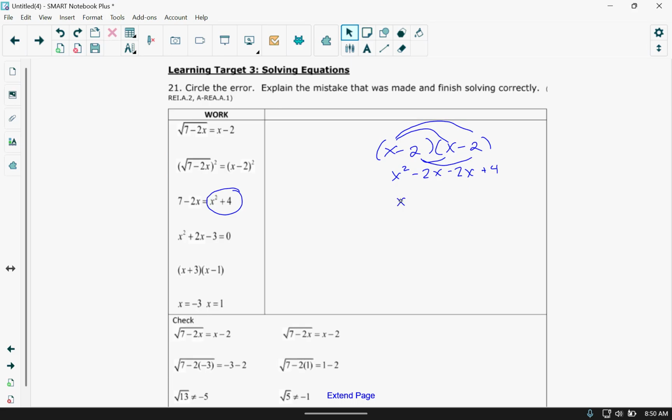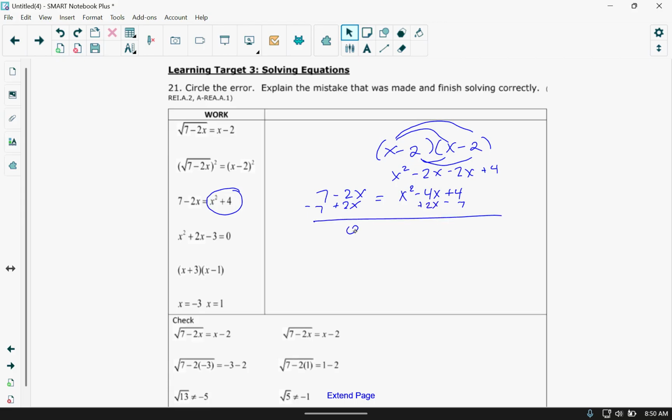So we'll have x squared minus 4x plus 4. So that's going to replace the x squared plus 4. And so I'm just going to bring down the 7 minus 2x, and then I'm going to continue solving it from there. So I'm going to subtract 7 from both sides, and then add 2x to both sides.